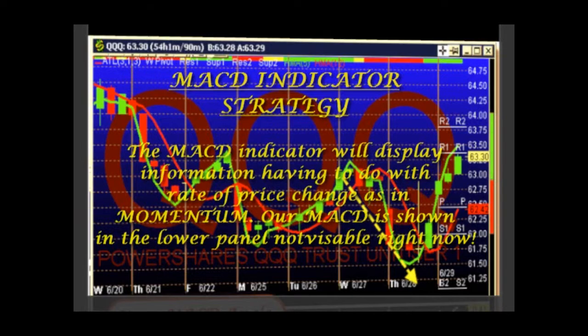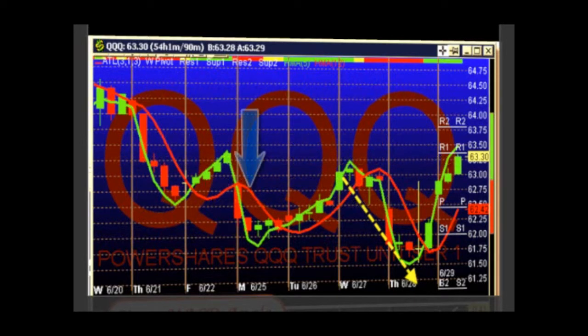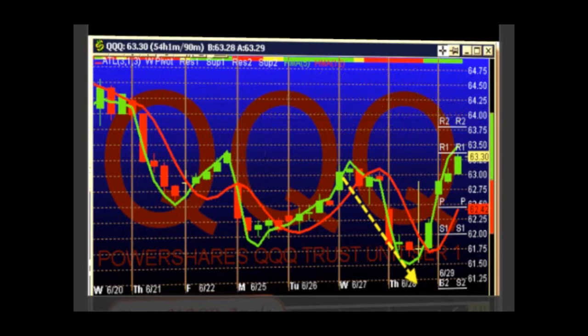Now, you have to look at the economic calendar. For this particular presentation, I knew that the Supreme Court was going to release the announcement on Obamacare on Monday, June 25th. And at 10 o'clock, there was an announcement that they're going to delay the release of that information until the coming Thursday, which in this case was the 28th of June.